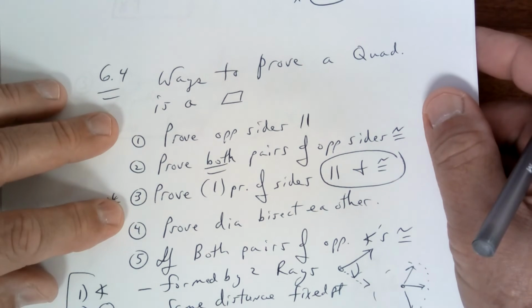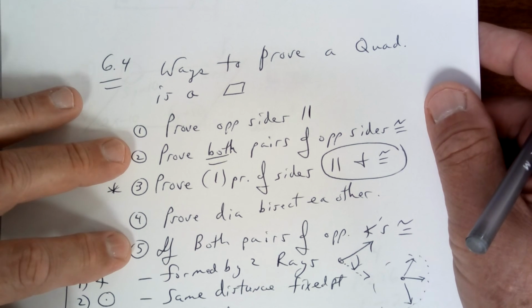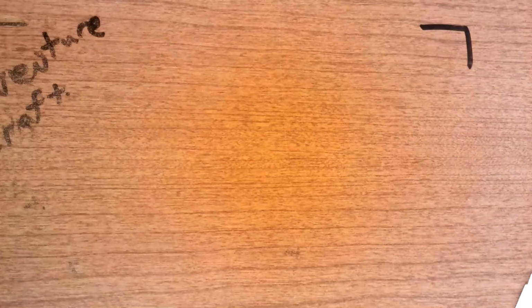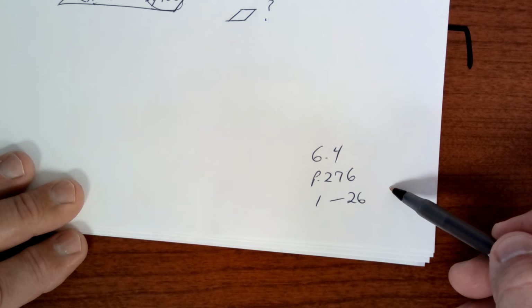Remember, there's 5 ways to prove a parallelogram or quadrilateral is a parallelogram, and they're right here. So make sure you go back to this list when you do your homework. Your homework today, or classwork/homework, is page 276, 1 to 26 in the workbook. So go ahead and get started on that.